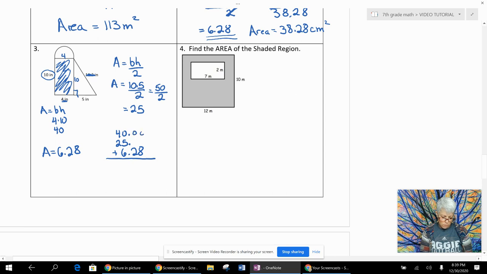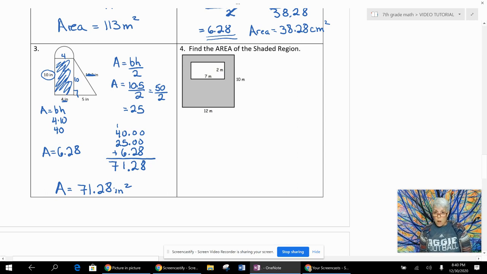Decimal, 0, 0. I don't have to do the zeros. I'm just kind of letting you see. I'm lining everything up. We have 8, 2, bring the decimal down, 11, carry the 1, 5, 6, 7. So that is area equals 71.28 inches squared.